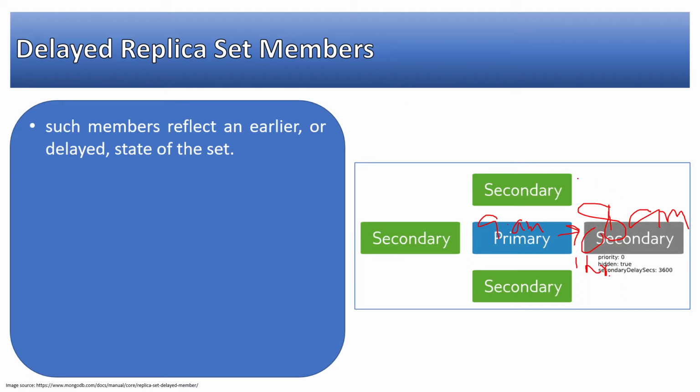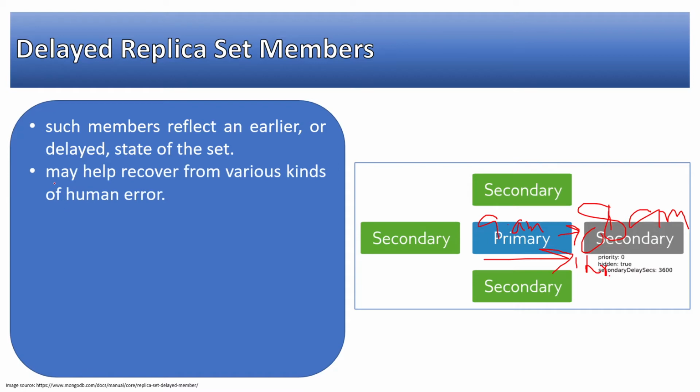Now again my question is, you can pause this video. Without moving forward, can you think of a scenario where this delayed replication may be required? It may help recover from various kinds of human errors. Again, it must be a priority 0 member.